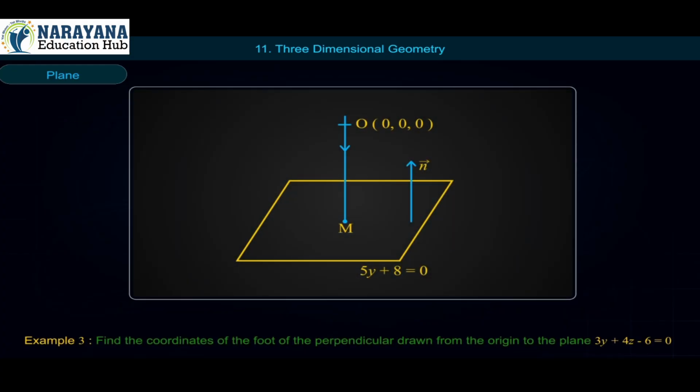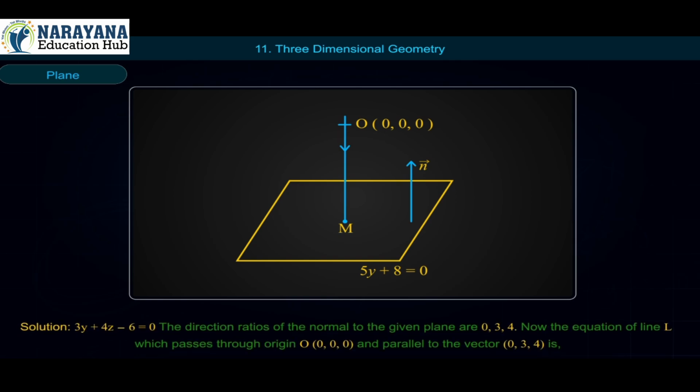Example 3. Find the coordinates of the foot of the perpendicular drawn from the origin to the plane 3y + 4z - 6 = 0. Solution. 3y + 4z - 6 = 0. The direction ratios of the normal to the given plane are 0, 3, 4.